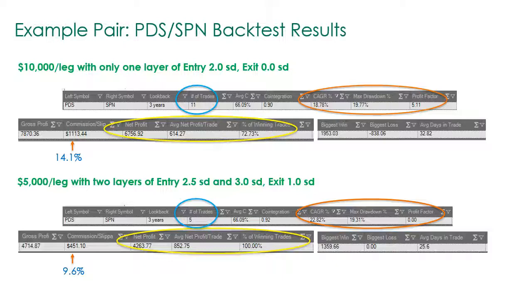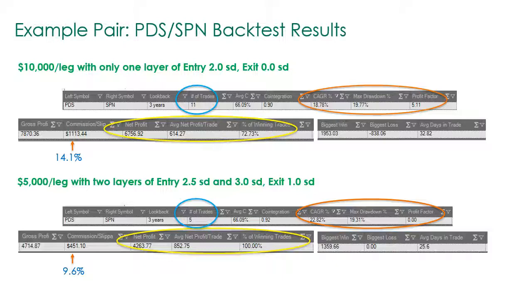And most importantly, your average net profit per trade was higher, 852 versus 614. And very importantly, your commissions and slippage was only 9.6% of your gross profit versus 14.1. However, your total net profit was lower than with the $10,000 a leg, and that's because you had fewer trades. However, they were more profitable trades and they were all winners.